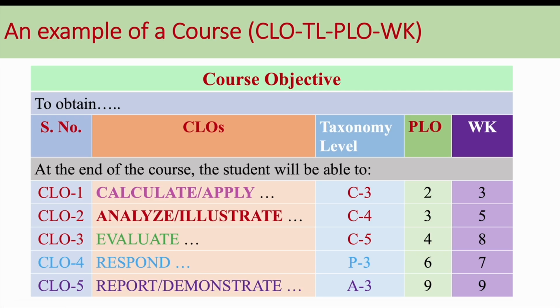So I hope you understand the taxonomy level very well, its different stages, and how we can apply the different action verbs in making the CLO of any course, and how we can map the different taxonomy levels, PLOs and knowledge profile to those CLOs. But if you still have any questions, you can ask.